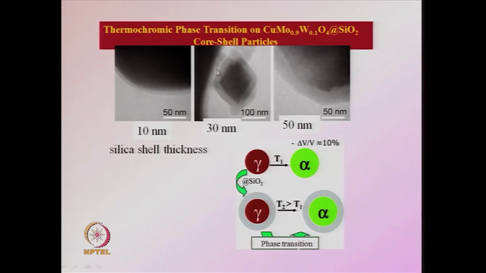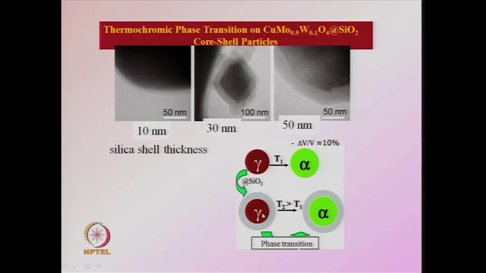Now, if you add a shell on top of the particle, then the gamma particle now has a shell which is of silica. So, you now make a core shell structure. Now, if you heat this at T1, it does not transform to form alpha. So, by making the shell you have made the gamma form more stable. So, it does not change to alpha form at temperature T1.